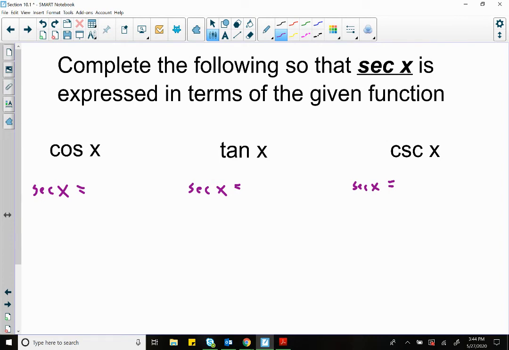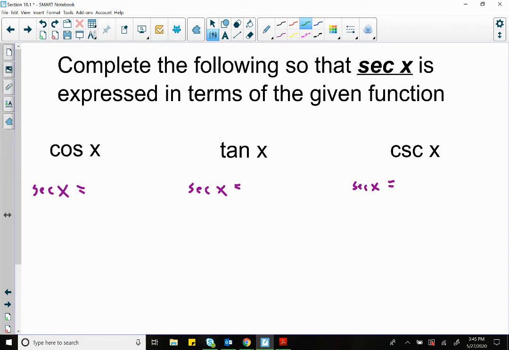Okay? So let's work through this. Well, this first guy is pretty straightforward. Actually, these first two are pretty straightforward. Go ahead, pause the video, and see what does secant look like in terms of cosine. And see if you can figure out what secant looks like in terms of tangent. This last one we're going to talk about together. And go.